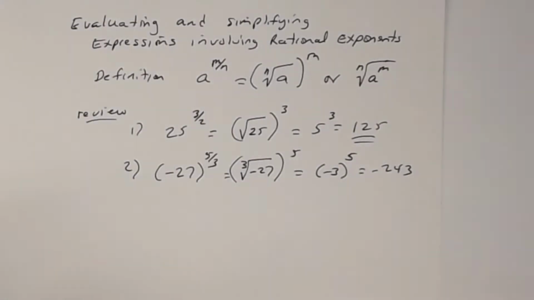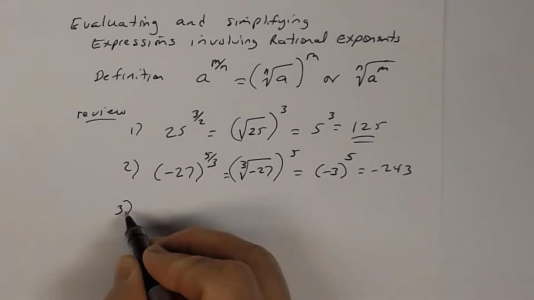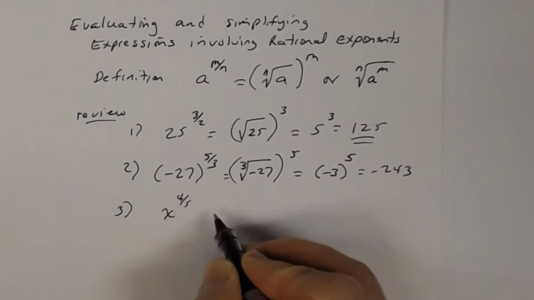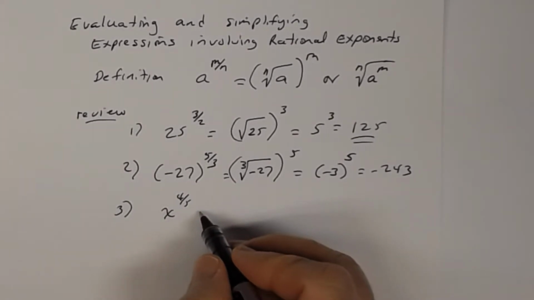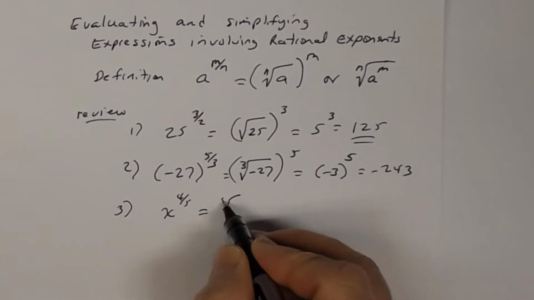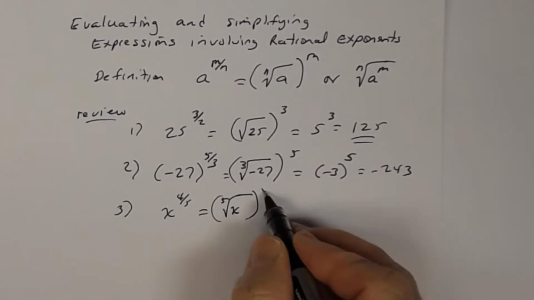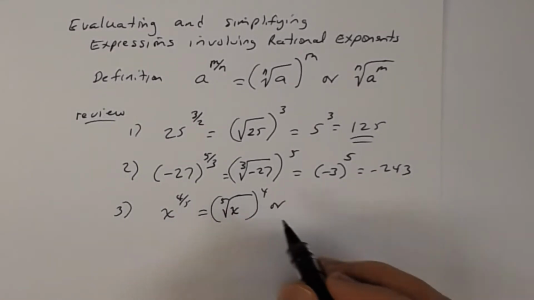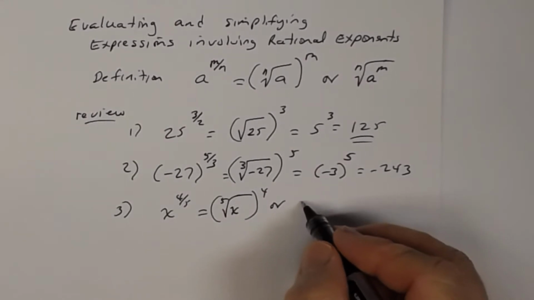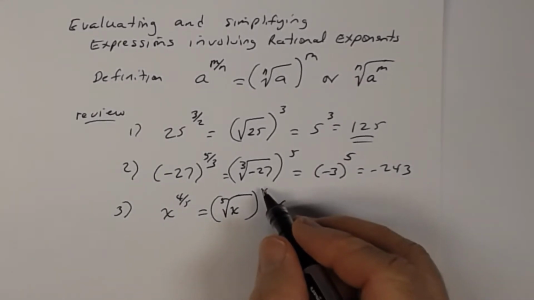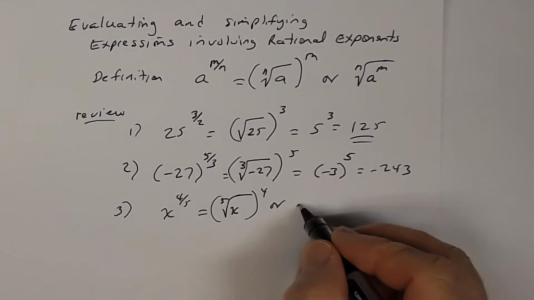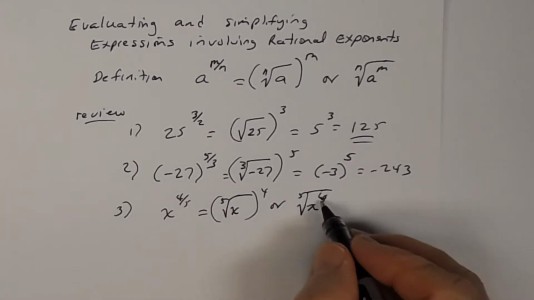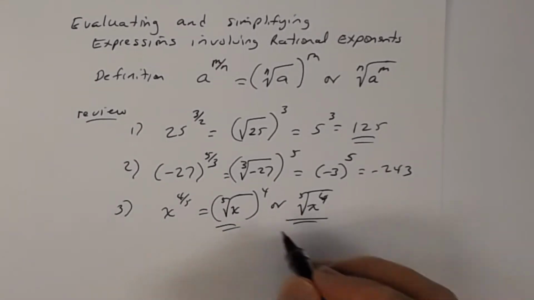Number 3, another one that we looked at in previous lessons was something like x to the 4/5. You're going to rewrite this as a radical expression, so that's going to be the 5th root of x to the 4th power, and I cannot simplify this any further because the exponent 4 is less than the index 5. The exponent on the inside does not matter, so I'm going to write this as the 5th root of x to the 4th power. Again, I can't simplify this any further because 4 is less than 5. So either one of those would be an answer there.